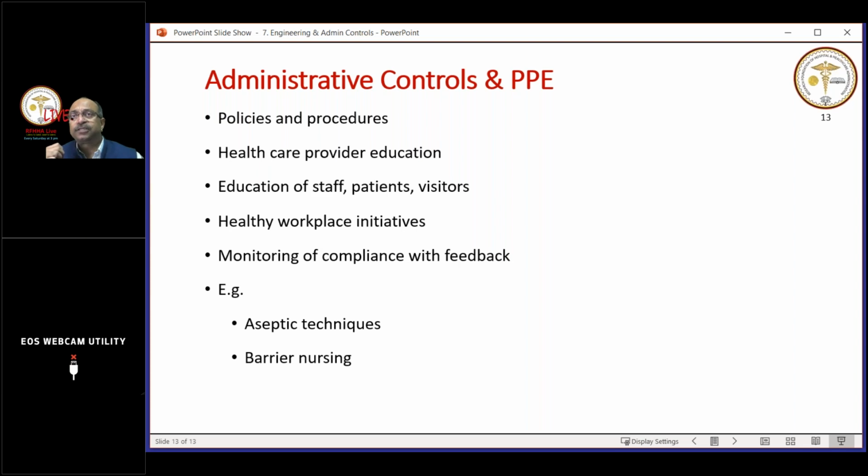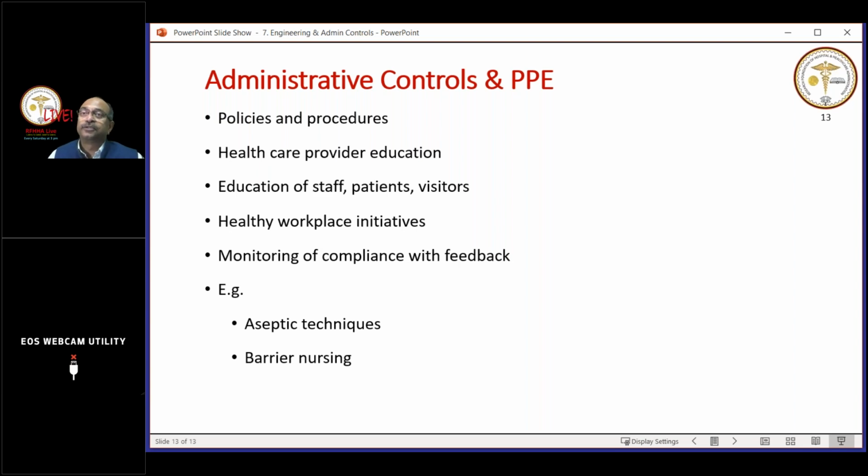So what are the examples of administrative controls? We have the policies and procedures. By implementing policies and procedures, we try to control infection. Now, what are the policies and procedures we put in place? The policies can be in terms of access control, in terms of who can go inside and who cannot go inside.